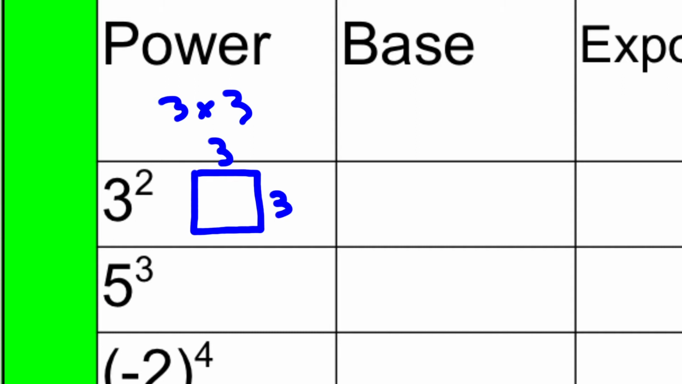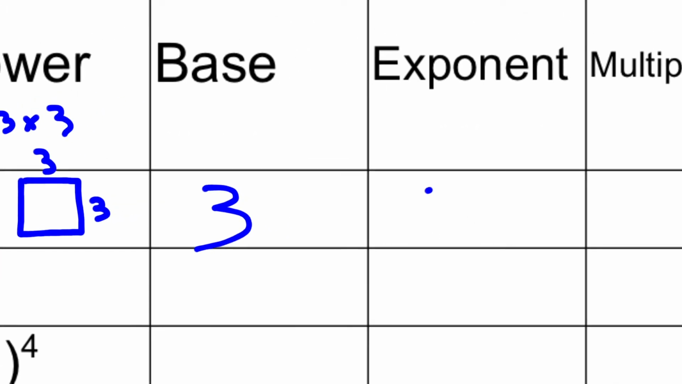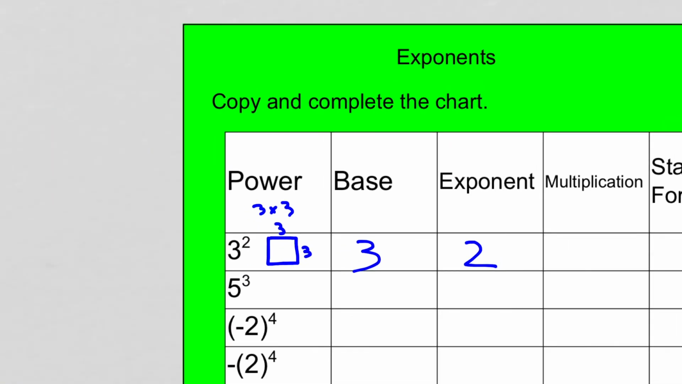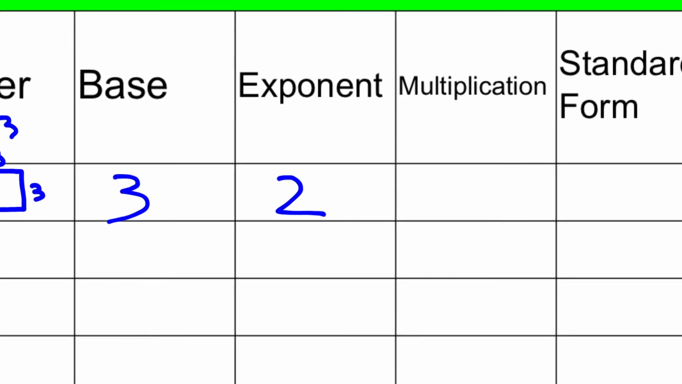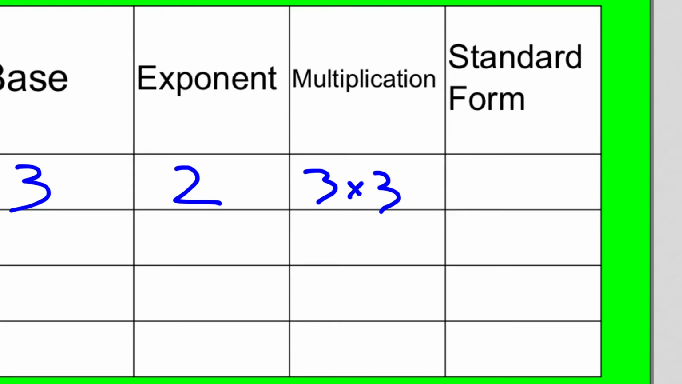In this situation, the base is the large 3. So we say the base is 3, and the little 2 we call the exponent. Now, we write that as a multiplication question. We don't write it as 3 times 2. We say we're going to take the base of 3 and we're going to multiply it 2 times. We're going to say 3 times 3. And then for the standard form, we say that that is 9.